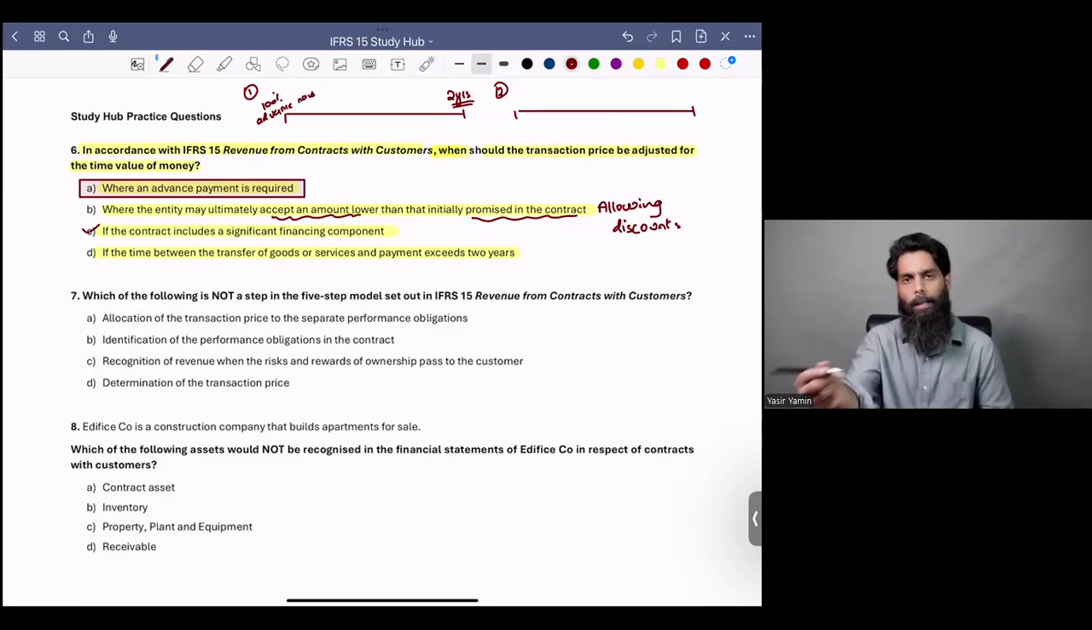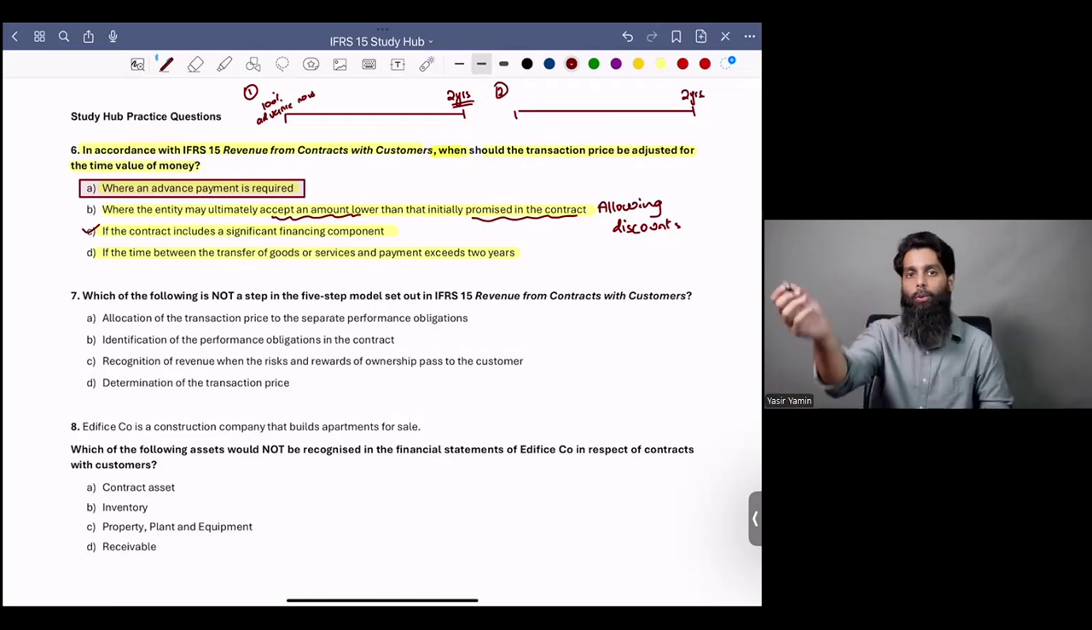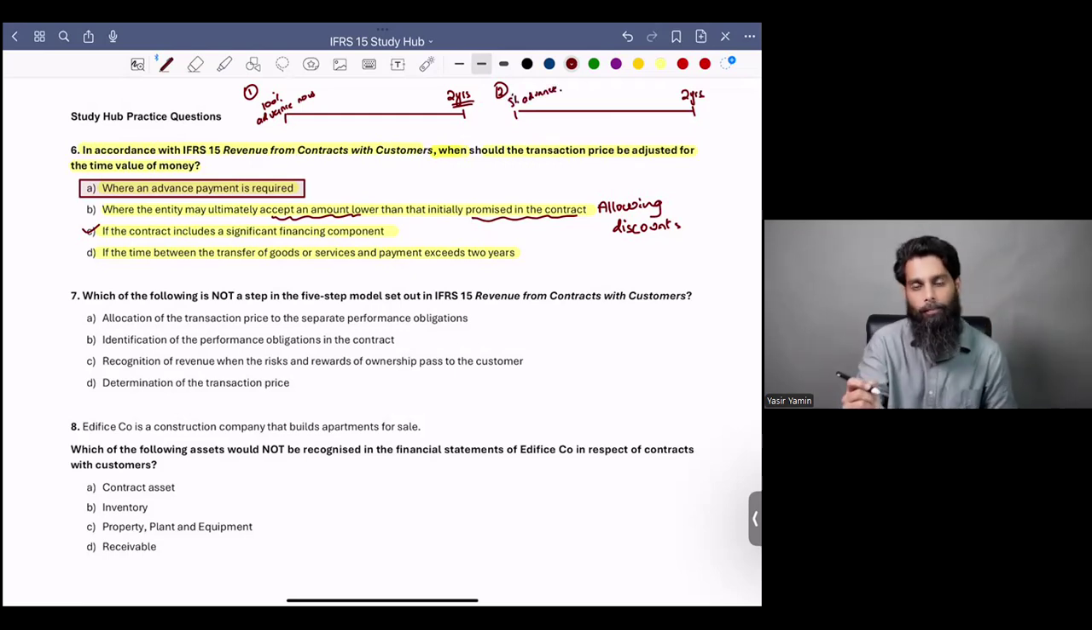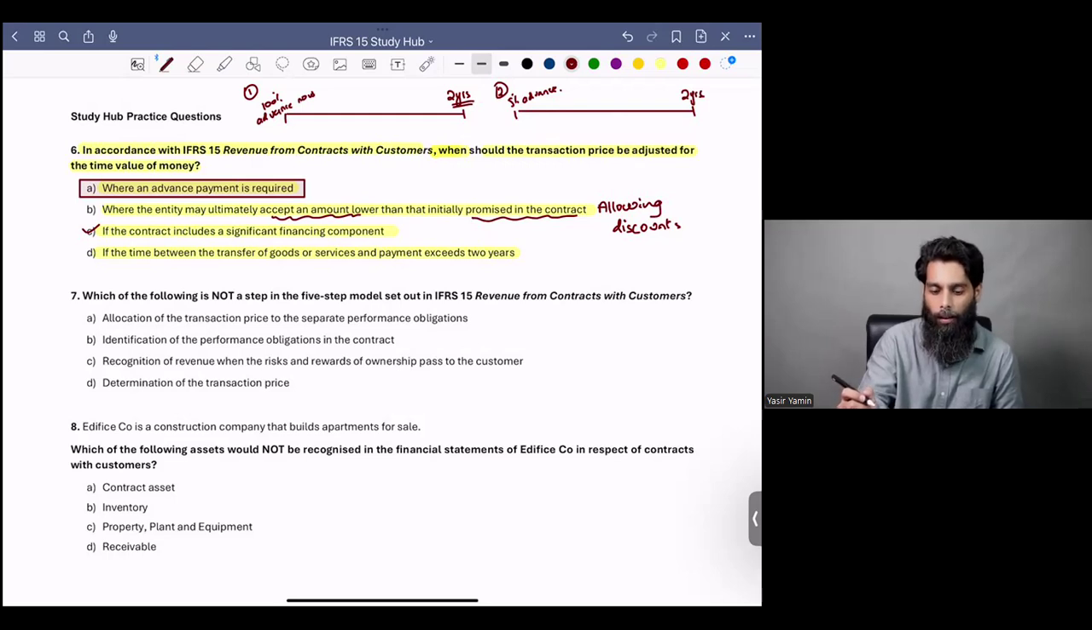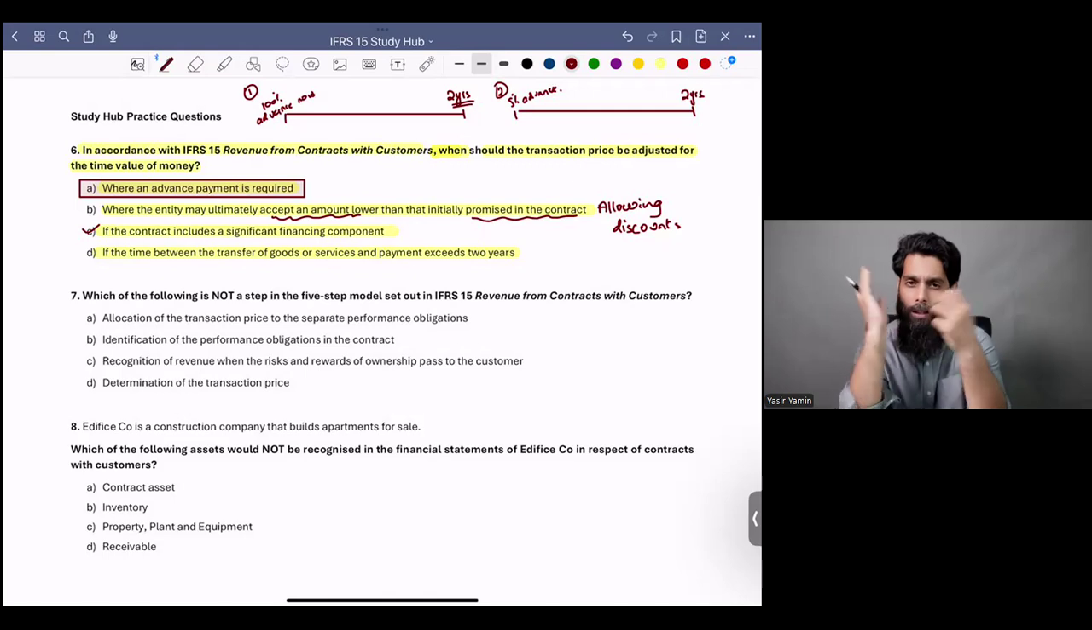Let us talk about a second case. You have a contract with a customer to provide a ready-made house, a prepared constructed house, after 2 years. But you ask for 5% advance from your customer. Do you think in both cases a significant financing component is involved?